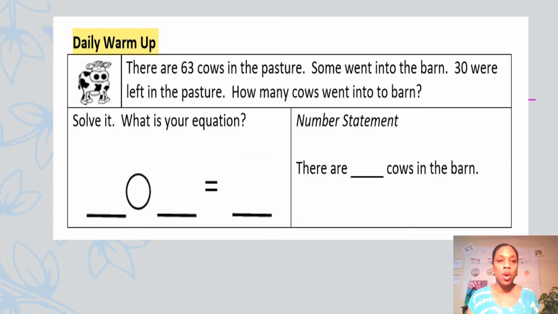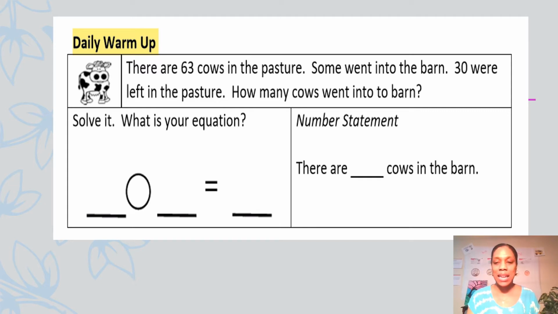For our daily warm-up, we'll be looking at a word problem. The word problem states, there are 63 cows in the pasture. Some went into the barn. 30 were left in the pasture. How many cows went into the barn?